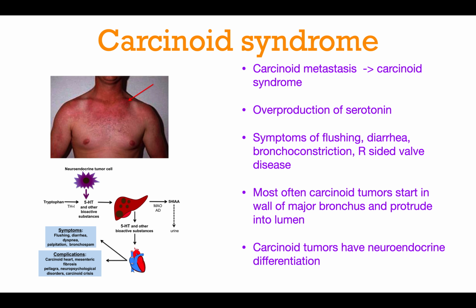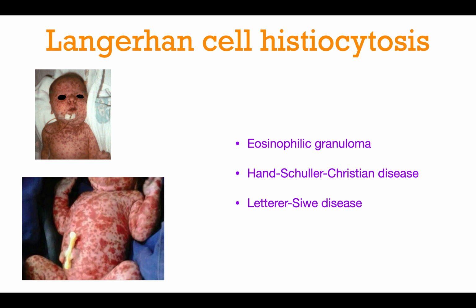Carcinoid syndrome is when carcinoid metastasis turns into the syndrome, and that produces too much serotonin. So with too much serotonin, there's always going to be these like allergic reactions. So flushing, diarrhea, along with the bronchoconstriction and the right-sided valve disease. So usually the carcinoid tumors start in the wall of the major bronchus, and then they push into the lumen. Carcinoid tumors have the neuroendocrine differentiation.